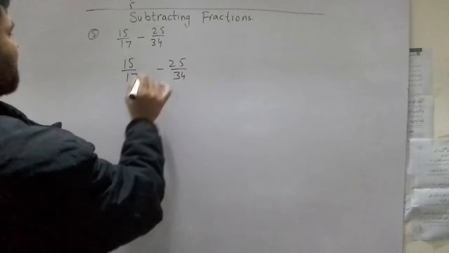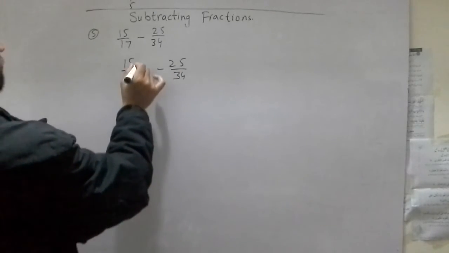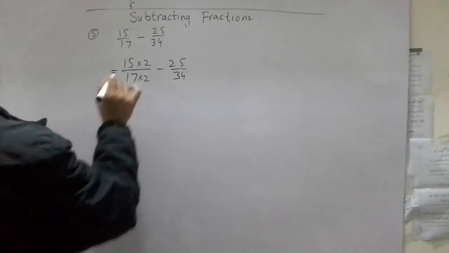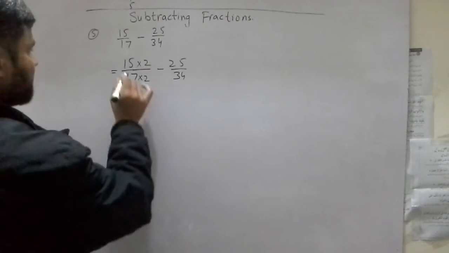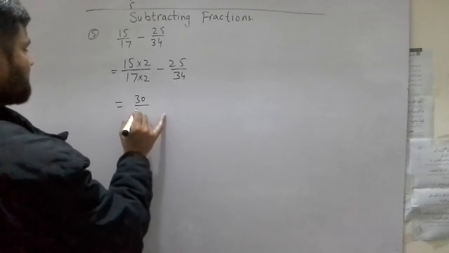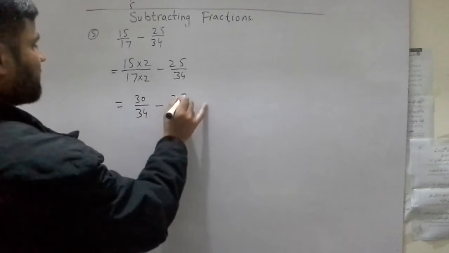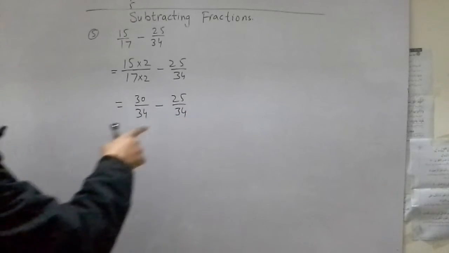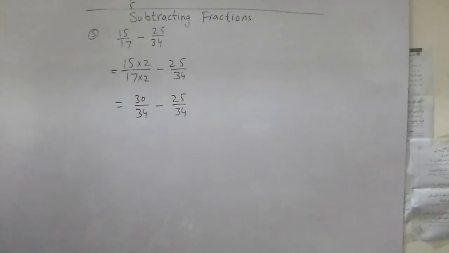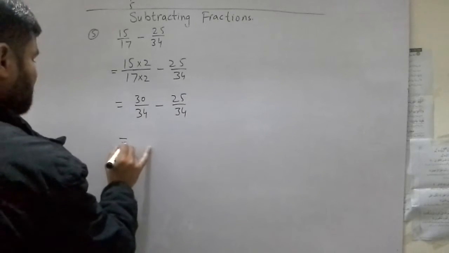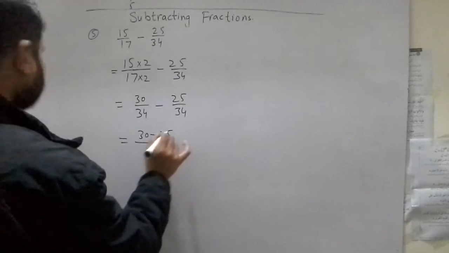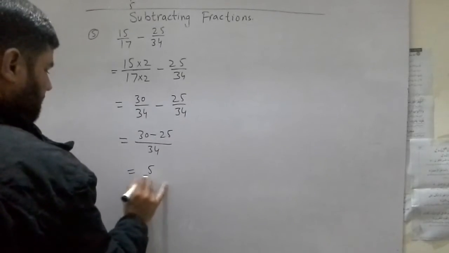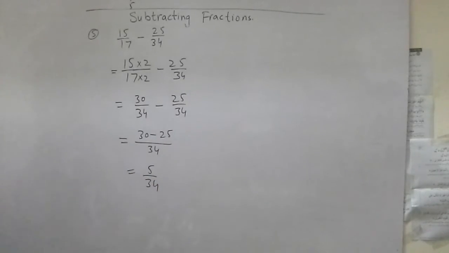Copy these fractions down and multiply simply this 17 with 2 and the top number as well to get the equivalent fractions. So 15 times 2 is 30 and 17 times 2 is 34, minus 25 over 34 as it is. You don't need to disturb this fraction because the denominator is the same. Now when the denominator becomes the same, we can take away the top number 30, take away 25, which is 5 over 34. So this is the simplified form and a proper fraction.